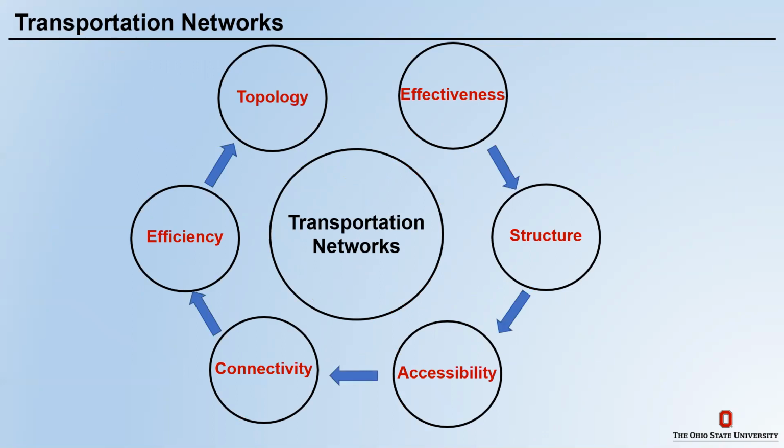Okay, so now we're going to address, like I mentioned before, different aspects of transportation networks. What are those aspects? First one, the effectiveness of a transportation network, and then the structure of transportation networks, and then accessibility, connectivity, efficiency, and topology.